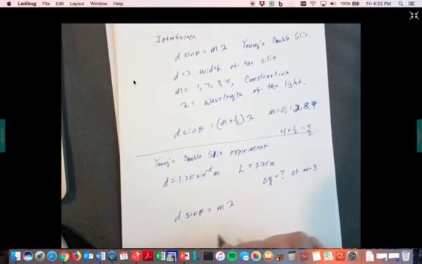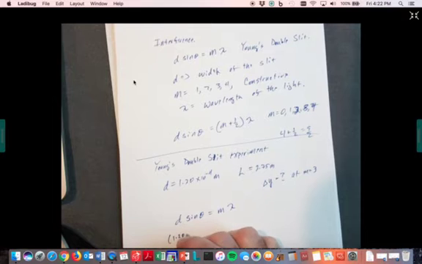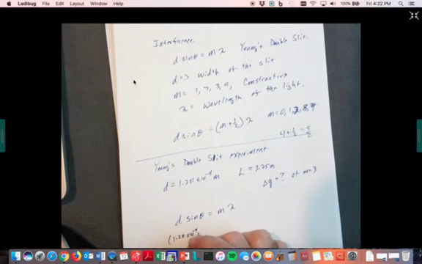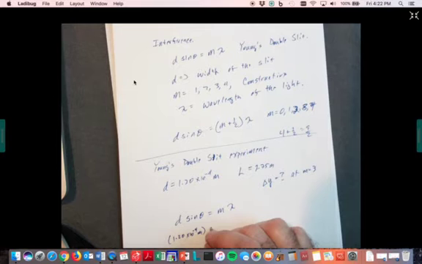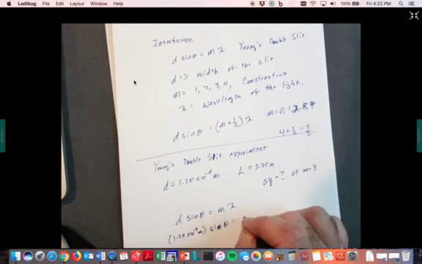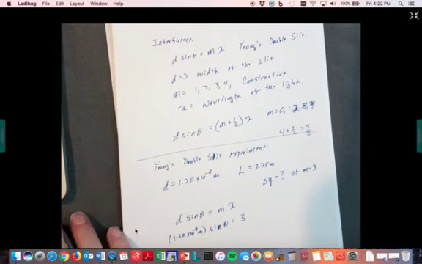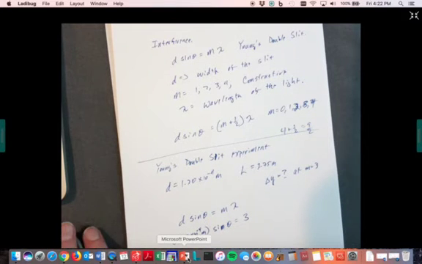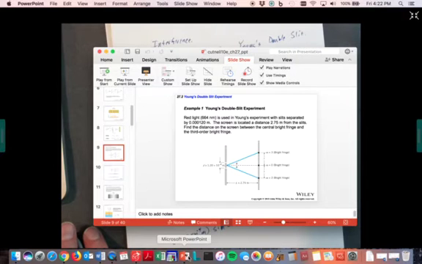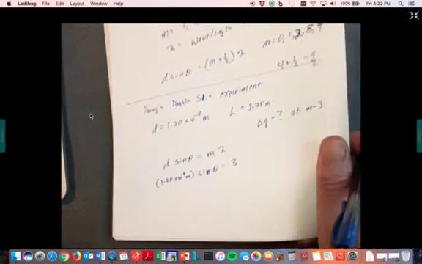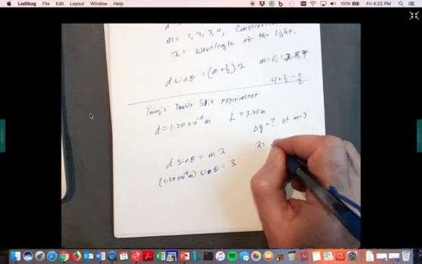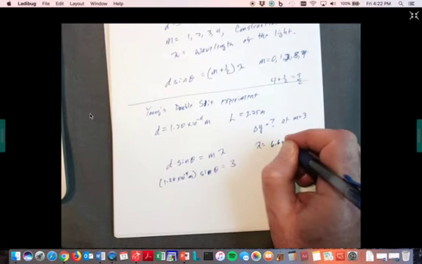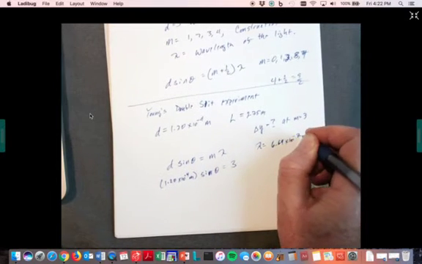d was equal to 1.20 times 10 to the negative 4 meters, times the sine of the angle, which we don't know, which is equal to 3 times, what did they say, 600 nanometers? Was that what we're talking about here? Red light, 664 nanometers. All right, cool. And lambda is equal to 6.64 times 10 to the negative 7 meters.